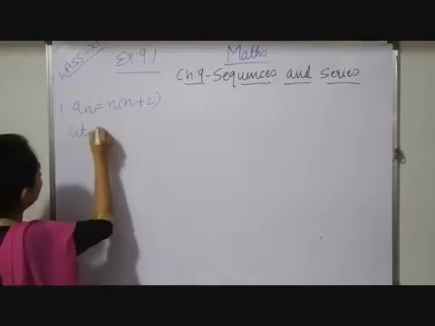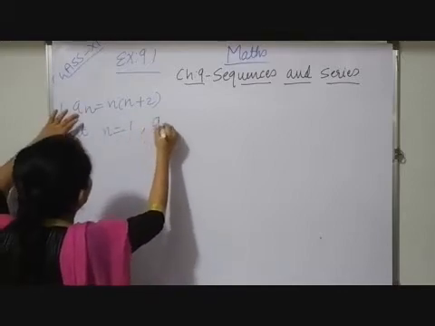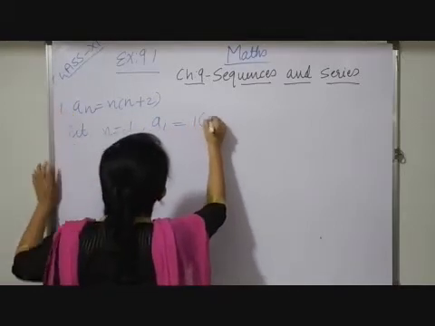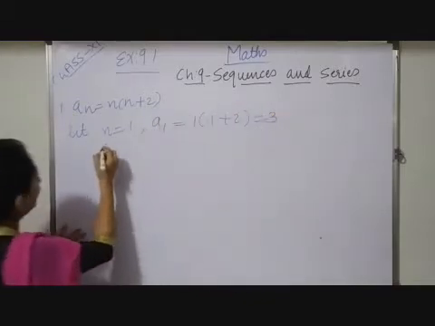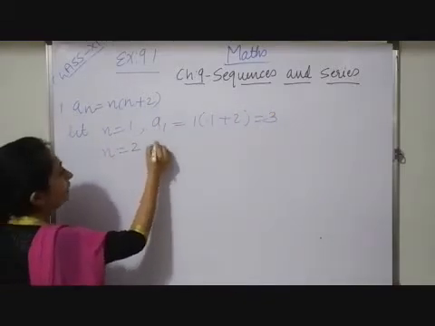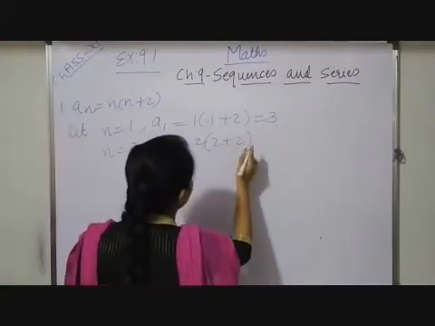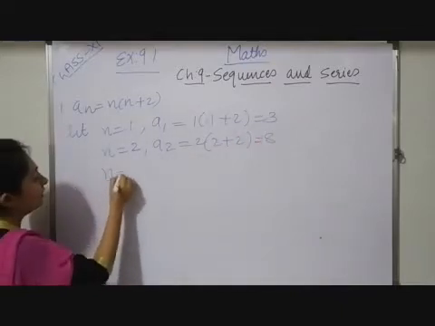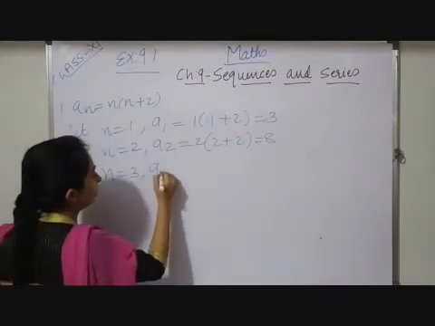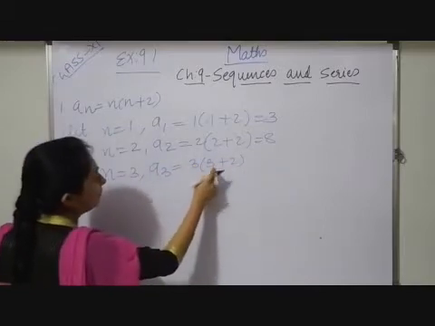For the first term, in place of n, I have to choose n is equal to 1. So my first term will be 1 into 1 plus 2, that is 3. Now, if I choose n is equal to 2, I will get the second term: 2 into 2 plus 2, that is 2 into 4, which is 8. If I want to find the third term, I should take 3. So a3 will be 3 into 3 plus 2, 3 into 5.